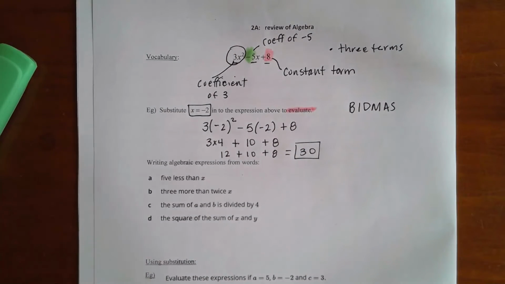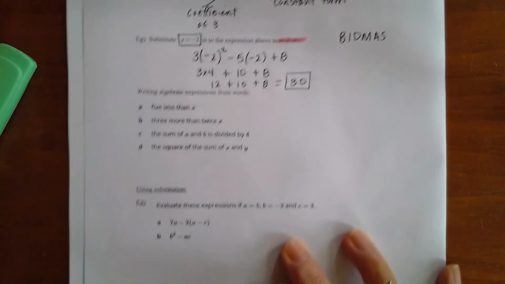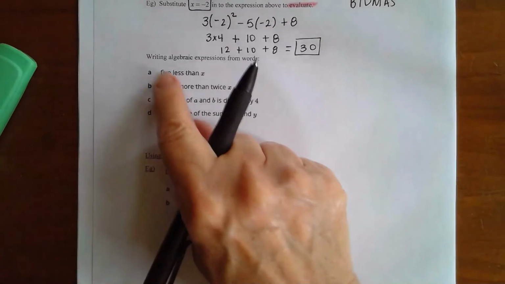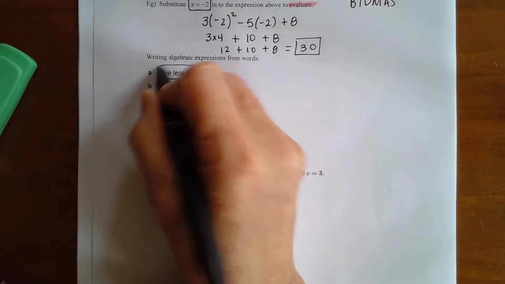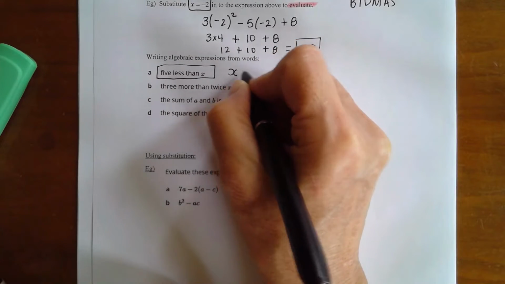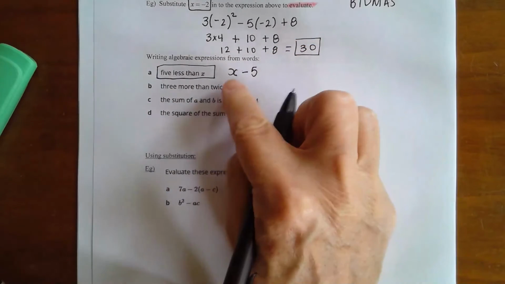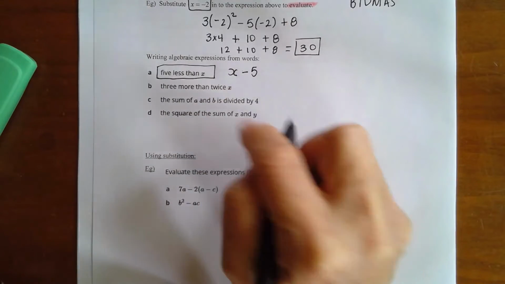All right. Write an algebraic expression for the following words. So here we go. 5 less than x. This is a weird one because it gets written backwards. It's 5 less than x. The x gets written first, then the 5.